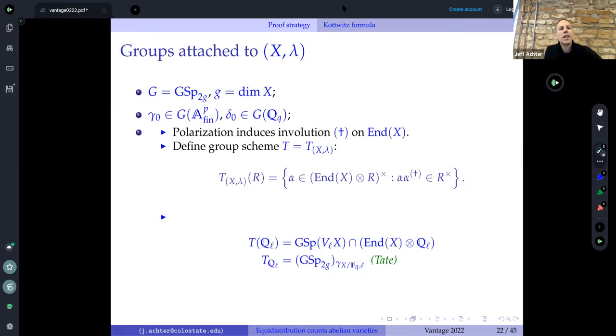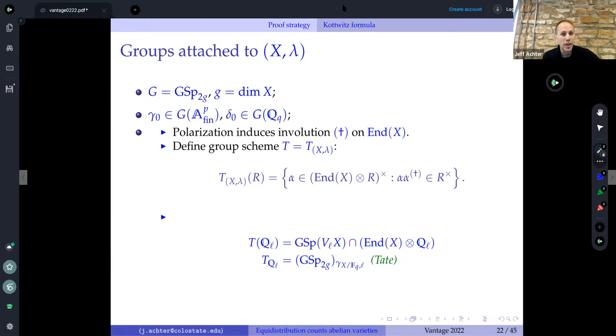So there are a couple of linear algebraic groups I can attach to this thing. So one is, capital G is now going to be the group of symplectic similitudes. And so I've got gamma naught. I'm going to think of it as being an adelic point of this group, meaning it's just acting on all the l-adic Tate modules at once. And delta naught lives in the Q points of this group.